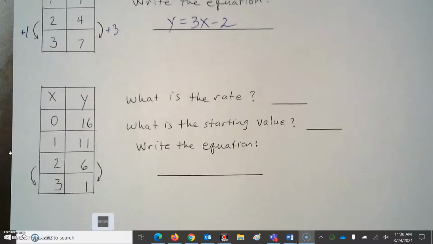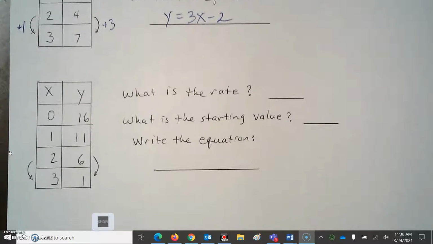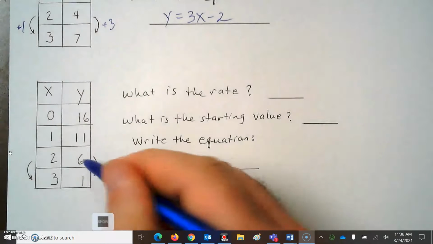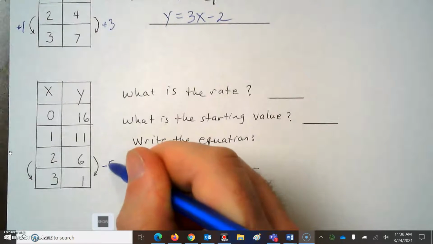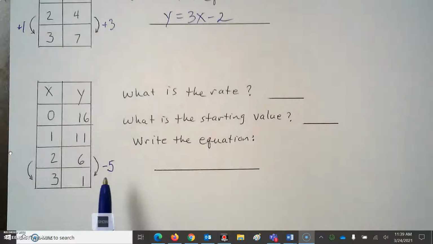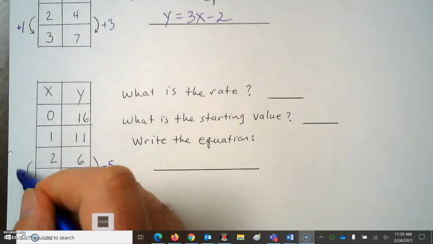And the reason I want to do another example is because sometimes the slope is negative. Remember, the line would fall down from left to right. So in this case, from 6 to 1 is in a negative direction. See, down 5. This is still going to be +1.